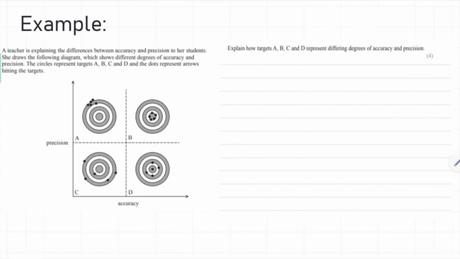So we're going to be going over an example exam style question which says explain how targets A, B, C and D represent different degrees of accuracy and precision. As this is a 4 marker, we need to say what it means to have a high precision and a high accuracy. So a high precision means a low spread and high accuracy means close to its true value.